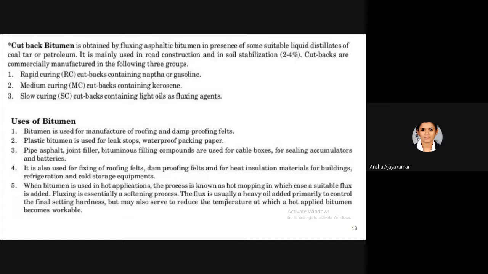So you have to note the agents in each particular bitumen. Rapid curing cutback bitumen contains naphtha or gasoline. Medium curing cutback bitumen contains kerosene. Slow curing contains light oils or fluxing agents. And the uses of bitumen are general; you don't need to expect any questions from that. So that's it from the construction material side.